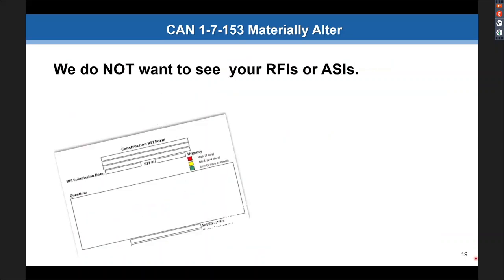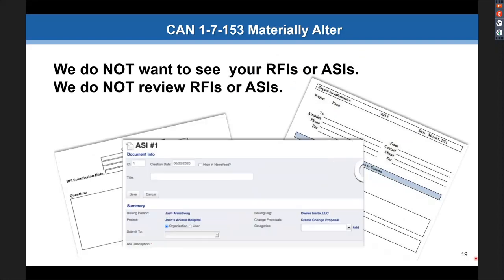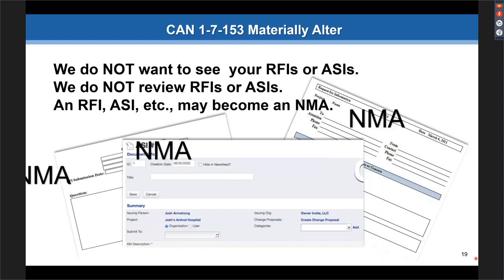We do not review RFIs or ASIs. We don't want to see them. We don't review them. Don't give them to us, okay? Don't ask us to review RFIs. Now, if you have an RFI or an ASI that you do not know if it's NMA or not material altered or not, it is okay to ask the question. Don't call it a review of the RFI or the ASI or whatever it might be. It is okay to ask the question, or I'm not sure if this RFI should be converted to an NMA or not. That's kind of the last part of this.